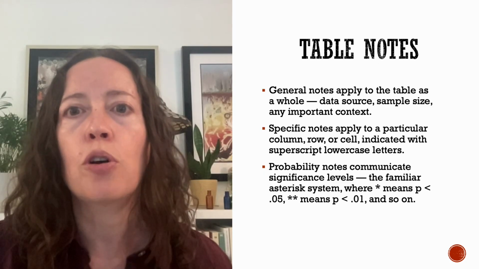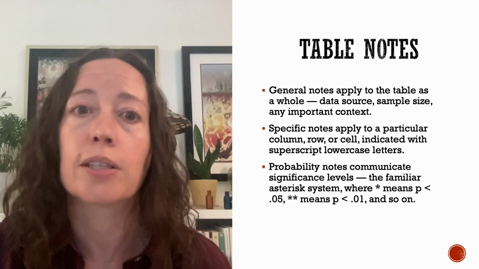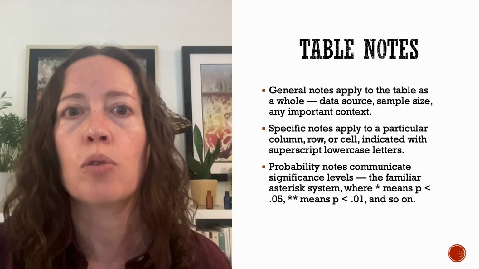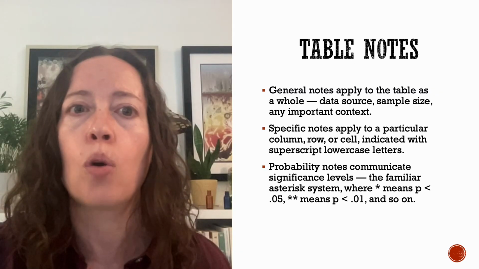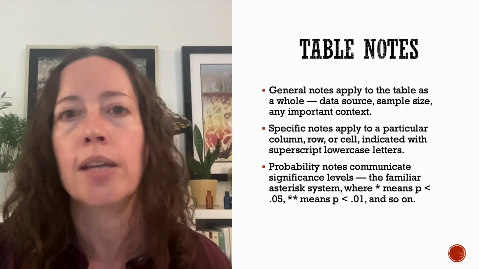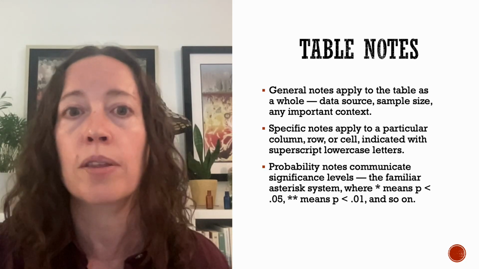The notes section below your table is underused and undervalued. Remember, this is prime real estate. There are 3 types of notes that you can include: general notes apply to the table as a whole, such as the data source, the sample size, and any important context. Anything that you don't want to include in the text or that needs to be repeated.